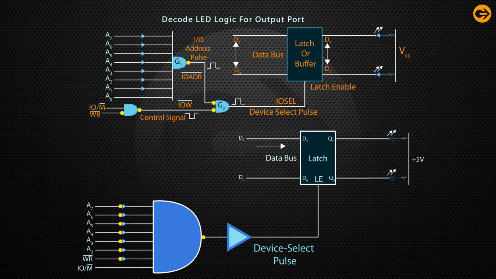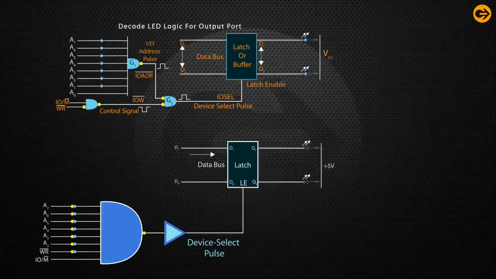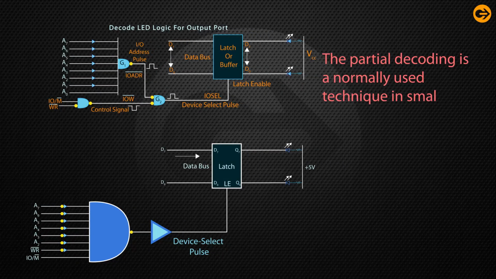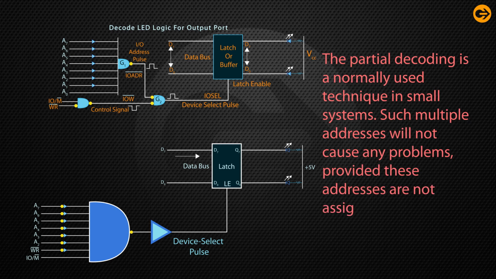Thus, this output port can be accessed by the hex addresses 00, 01, 02 and 03. Partial decoding is a normally used technique in small systems. Such multiple addresses will not cause any problems provided these addresses are not assigned to any other output ports.